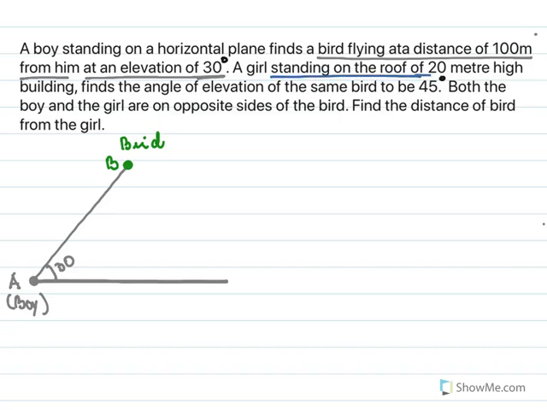Now the next part. A girl is standing on the roof of a 20-meter high building. So here is a building of 20 meters, and the girl is standing at the top, at the roof, and this was ED. She finds that the angle of elevation of the same bird is 45. So this girl is also looking at that same bird, and this is the angle of elevation, which is 45.